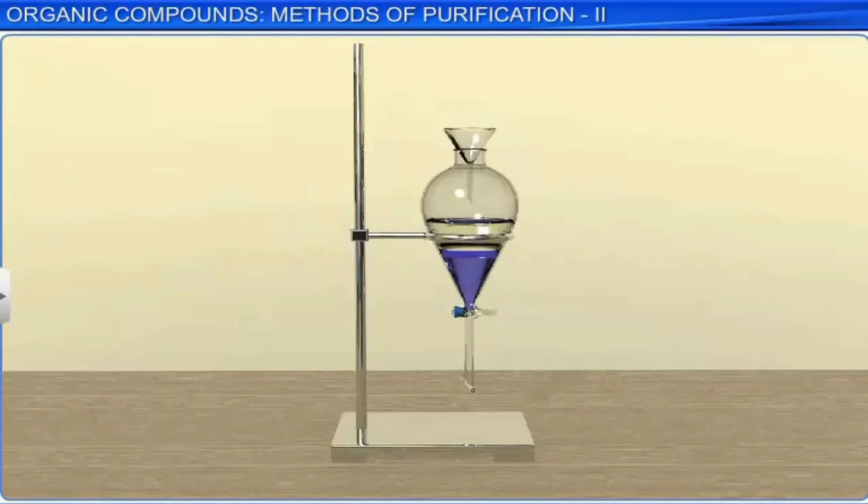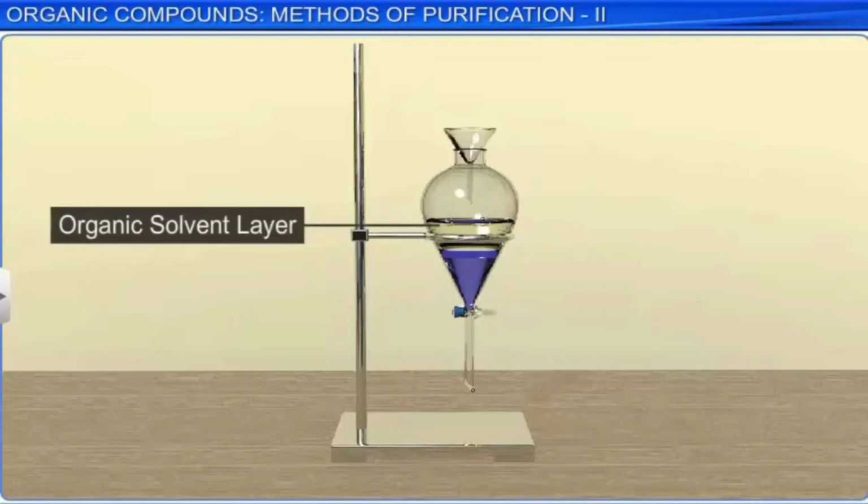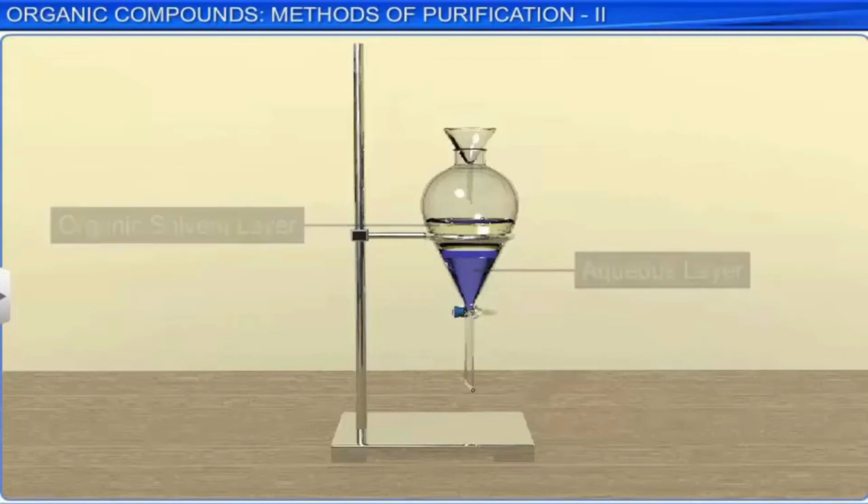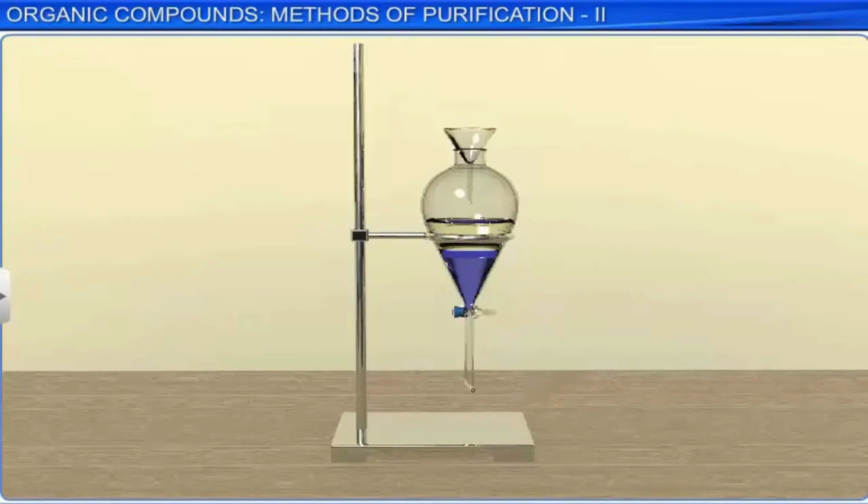The basic requirement of the organic solvent is that it should be immiscible with water so that the organic and water layers can be easily separated. Differential extraction is carried out in a separating funnel. In this method, the aqueous solution of the compound to be extracted is taken in the separating funnel.